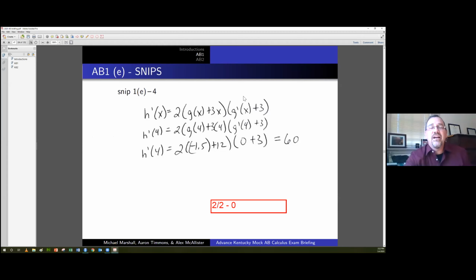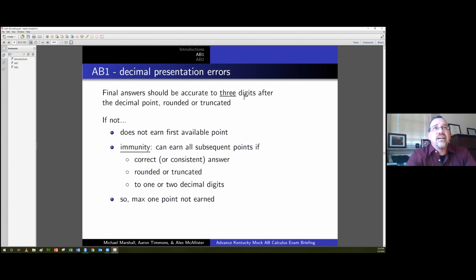We have one more slide. I'm not sure if this will show up in any of the answers in this question, but just in case it does, there's this issue about decimal presentations, right? The final answers have to be accurate to three digits after the decimal point, rounded or truncated. And then how does that get handled at the reading? We don't want a student to lose a point every time they make this single mistake, but they are required to follow this rule. So the way that plays out is they don't earn that first available point, but then there's this idea of immunity, that they can earn all subsequent points with correct or consistent answers, rounded or truncated to one or two decimal digits. So there's a max of 1 point not earned.